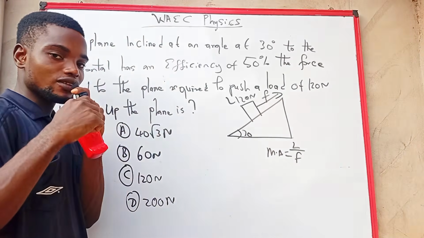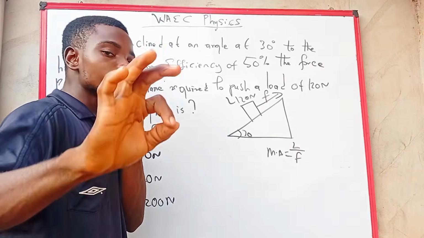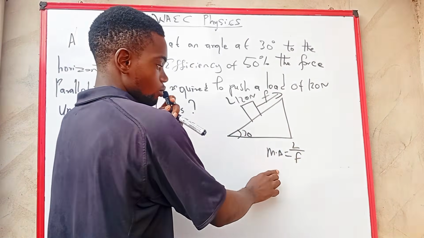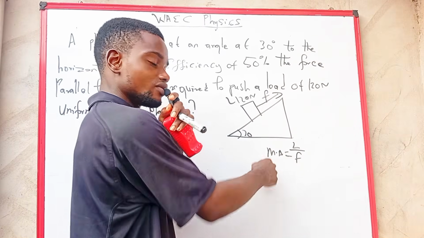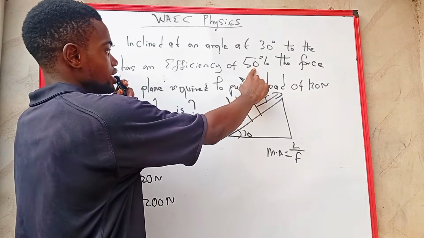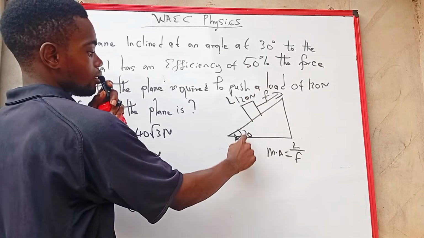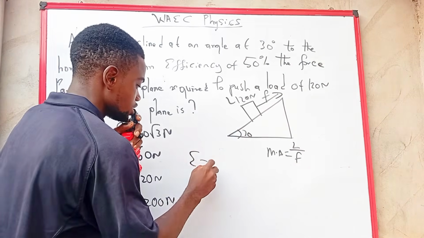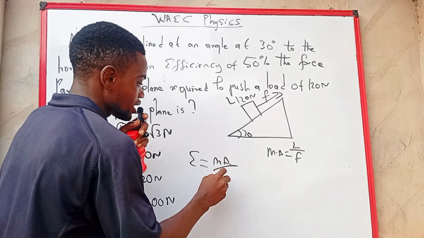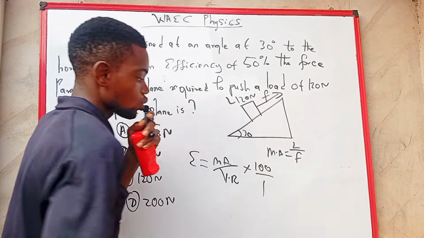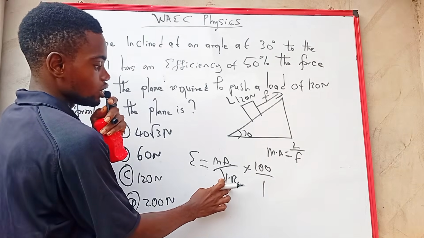I repeat again, you will always be asked to find the effort, but before you find your effort, with this formula, you must get your mechanical advantage. Now to get your mechanical advantage, since you have your efficiency and the angle here, you are going to use the formula that efficiency is equal to mechanical advantage over velocity ratio times 100 over 1.